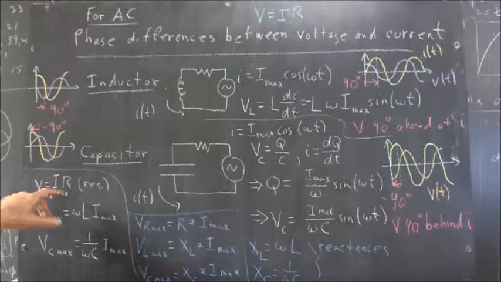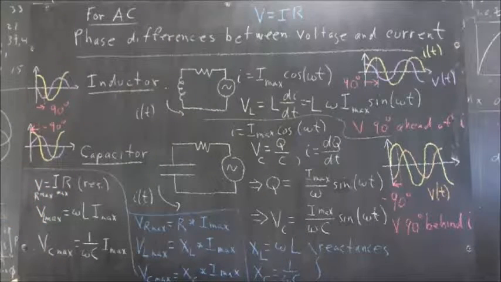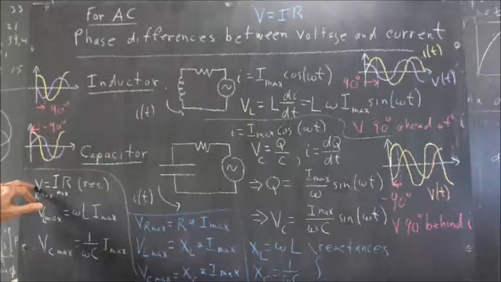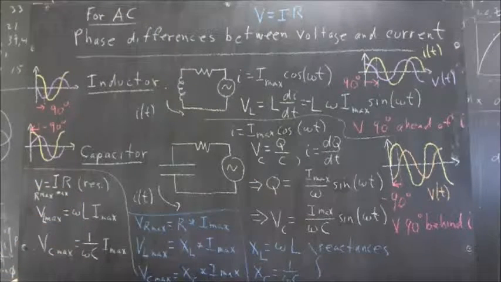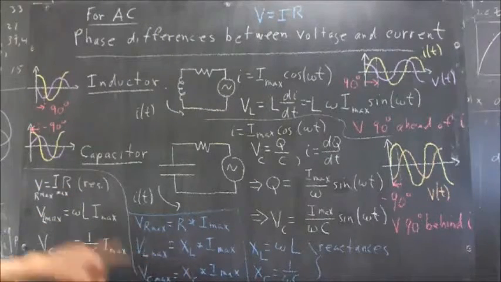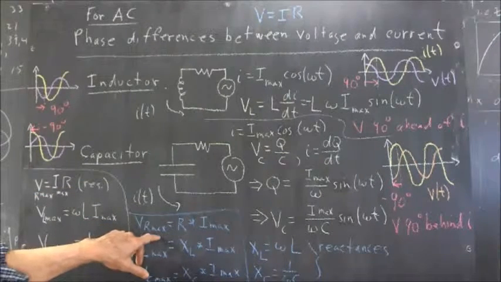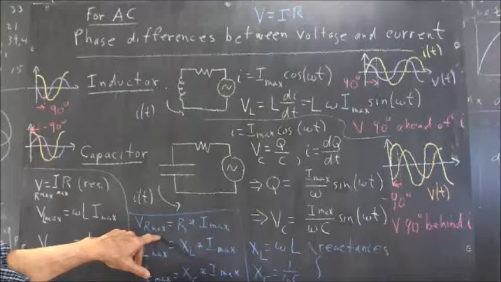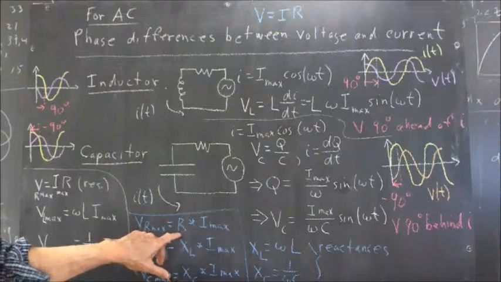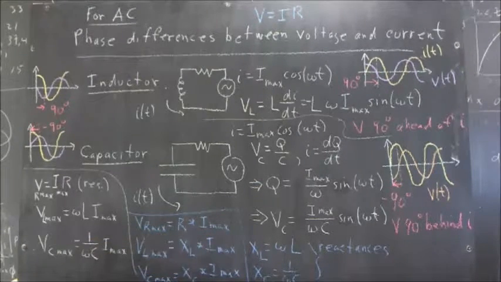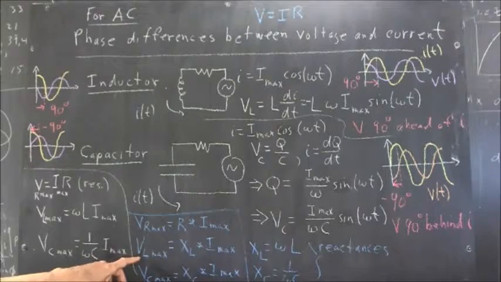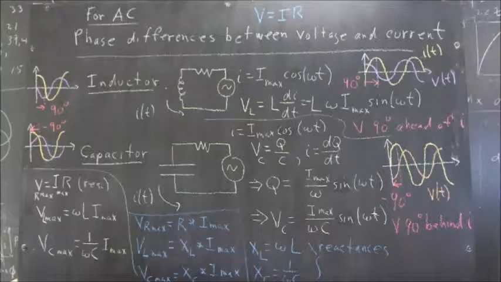The current and the voltage are completely in phase for a resistor because the voltage is equal to the instantaneous current multiplied by the resistance. We get then these same three equations, which can be written as: the resistor maximum voltage is the resistance times maximum current. And that's a very straightforward relationship.